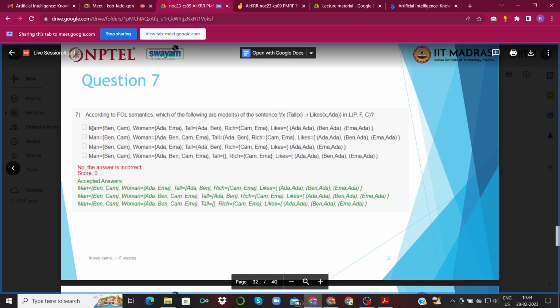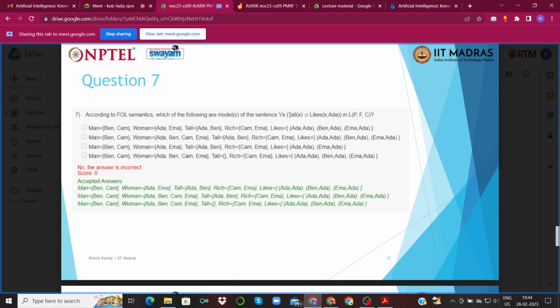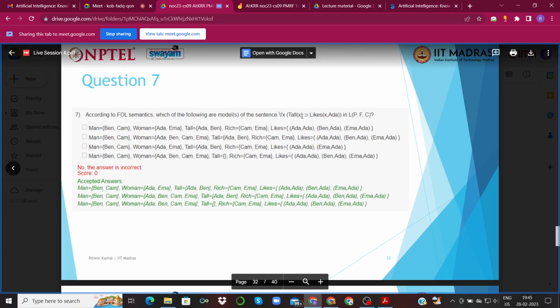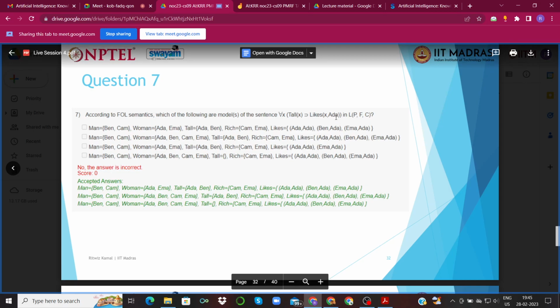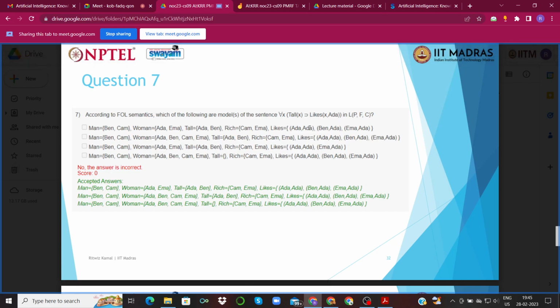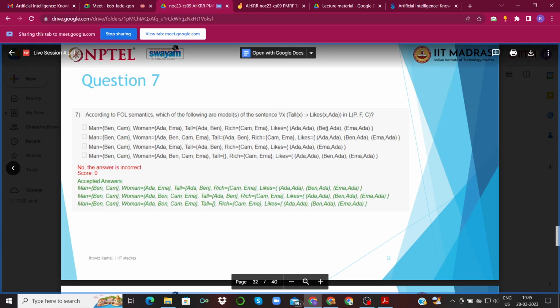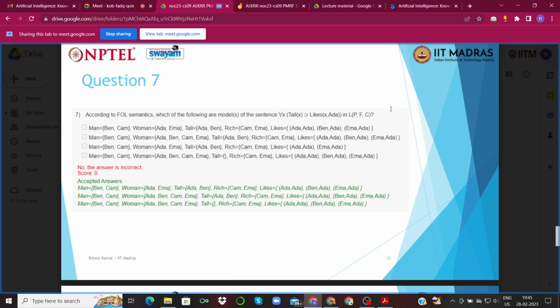So let's consider the first one. Since we are concerned only with tall and likes, let's concentrate on only those two parts. In the first option, we have tall equals Ada and Ben. So we must have tall Ada and tall Ben as two facts, right? And corresponding to them, if this is to be true, we must also have likes x comma Ada accordingly. So if we have tall Ada, we must have likes Ada comma Ada, which is there over here. And if we have tall Ben, we must have likes Ben comma Ada, which is also there. So option A is correct.